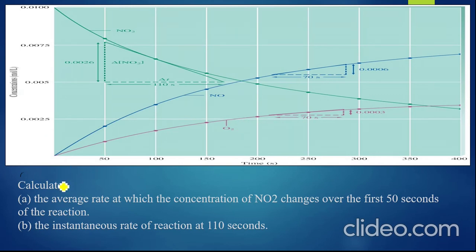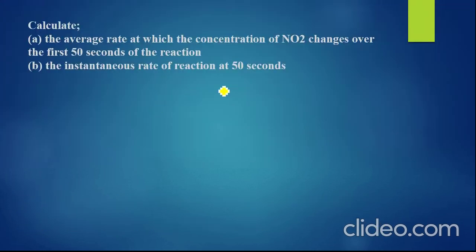And then the question is saying calculate the average rate at which the concentration of nitrogen dioxide changes over the first 50 seconds of the reaction. So how can you find the average rate at which the concentration of nitrogen dioxide changes over the first 50 seconds of the reaction? So let's do it now. Solutions. How can you find it now?